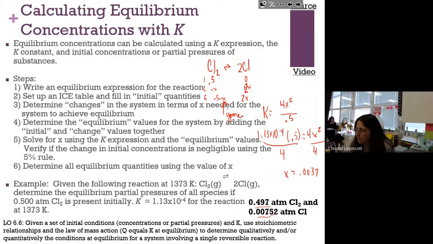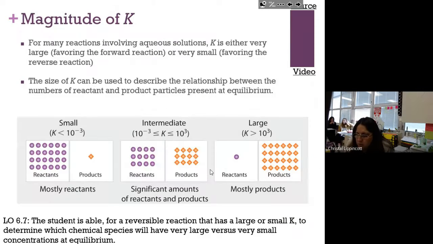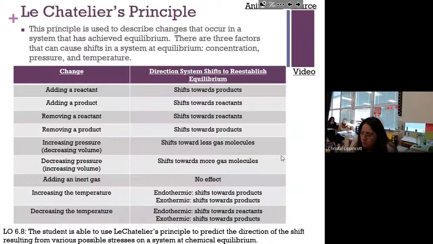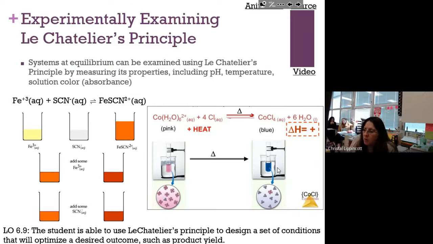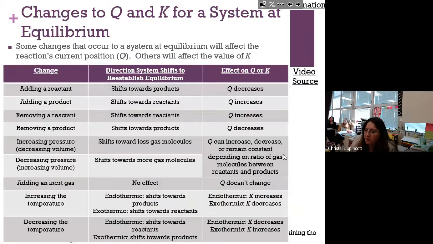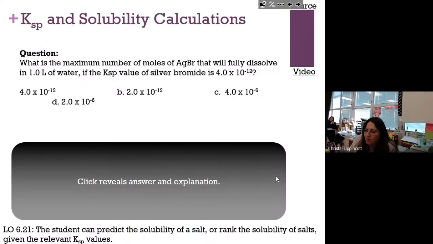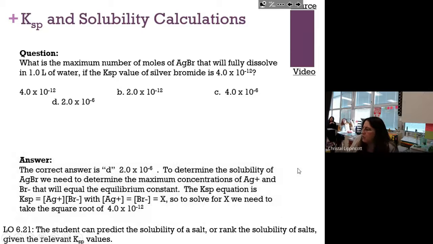All right. Moving on. Magnitude of K. If you're looking at K and it's very small, that means that it's going to favor the reactants. The products, you're going to have very few. A very large K then favors the products. We talked about Le Chatelier and how that affects things, different shifts based on that. They're giving you an example here where they were adding different things together. Then you could talk about different shifts and the effect on K and Q. And finally, we come to our answer, and you should have had D. Questions on D?